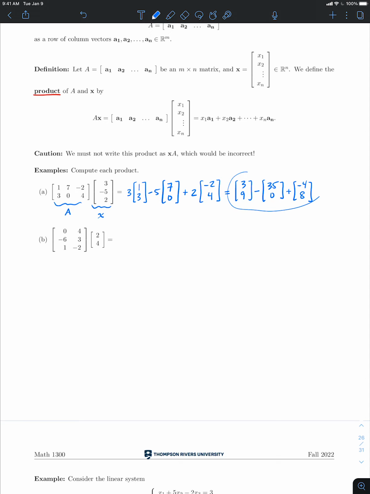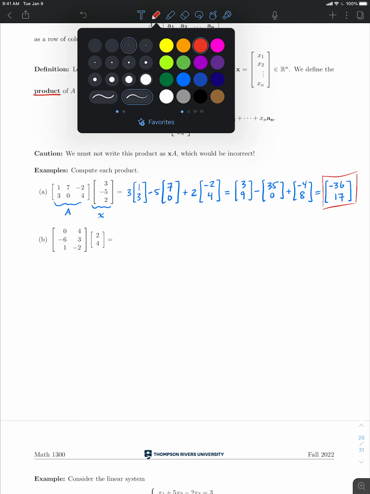And then now we can perform this last bit of arithmetic and figure out what the result will be. So we're going to take the vector 3, 9 and then subtract the vector 35, 0, and then we're going to add the vector negative 4, 8. So we can just do it like this. 3 minus 35, that's going to be negative 32. Then you add negative 4, you're going to get negative 36 for the first coordinate. Then for the second coordinate, you're going to have 9 minus 0, which is 9, plus 8 is 17. Okay, so that's our final computation here. So let's put a box around this, and let's reflect a bit on how this went.